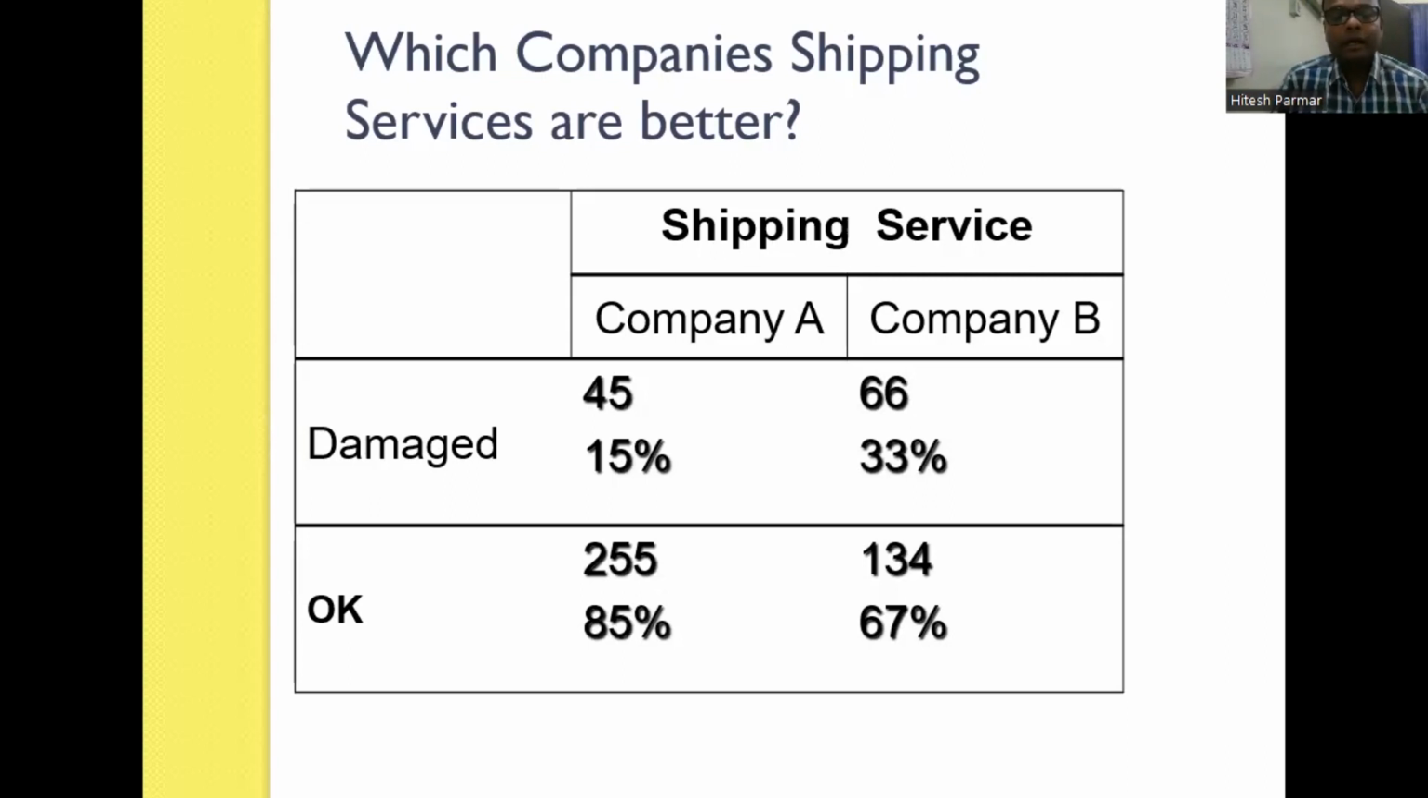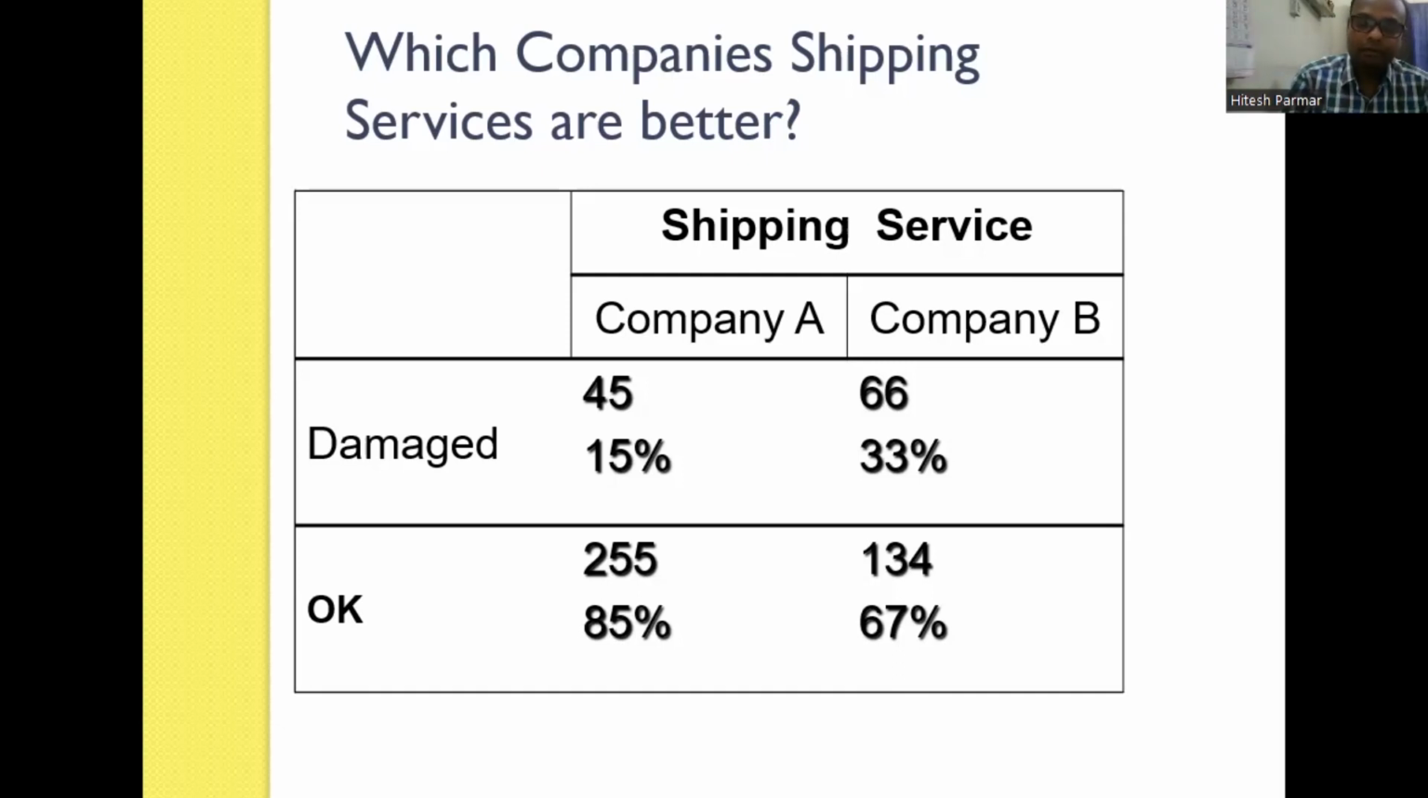Looking at the data, company A has 15% damage, company B has 33% damage. Similarly, company A has 85% okay, company B has 67%. So a straightforward decision: company A is better as compared to company B, we will go with company A.